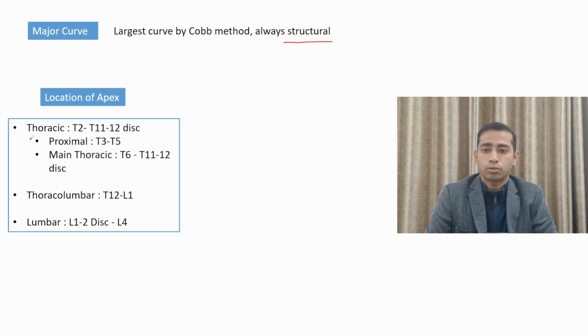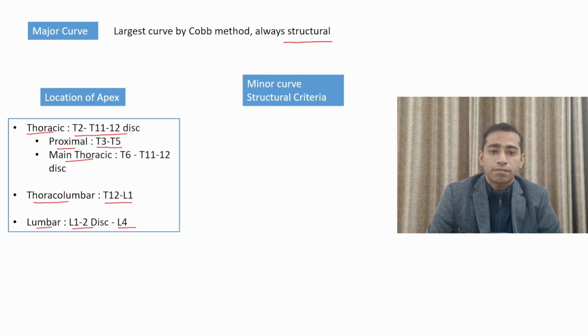So a thoracic curve is when the apex is between T2 to the T11-T12 disc. It is further divided into proximal thoracic if the apex is between T3 to T5, and below that to the T11-T12 disc is main thoracic. Thoracolumbar is T12 to L1 and lumbar is from the L1-L2 disc to L4.